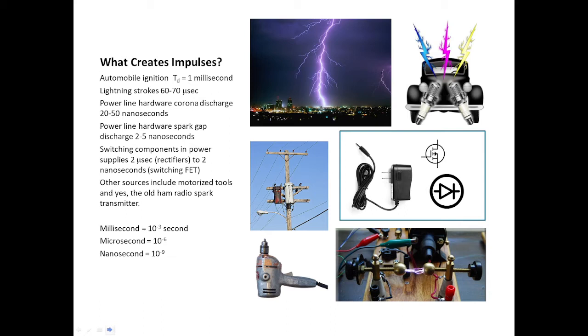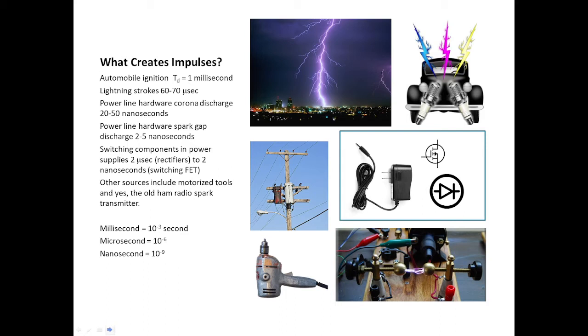So that's a relatively slow pulse, and it's very easy to blank out with a noise blanker. Lightning strokes give you a much faster pulse in the range of 60 to 70 microseconds. Keep in mind, a microsecond is 10 to the minus 6, so it's pretty short duration, and a nanosecond is 10 to the minus 9th. Powerline hardware corona discharge gives you pulses of about 20 to 50 nanoseconds.